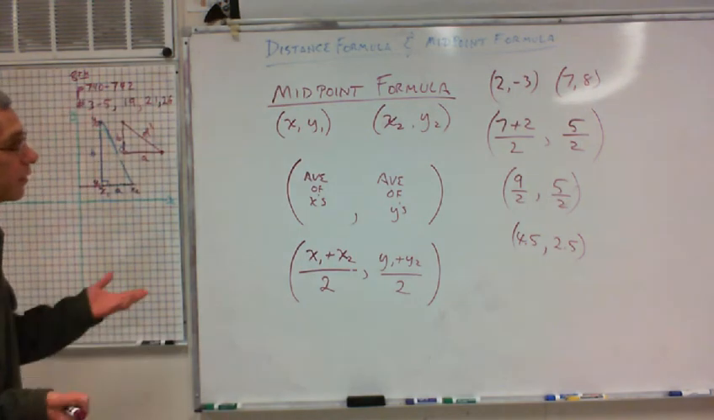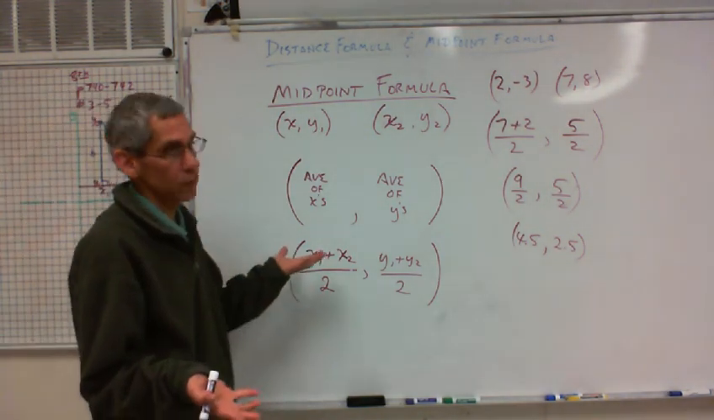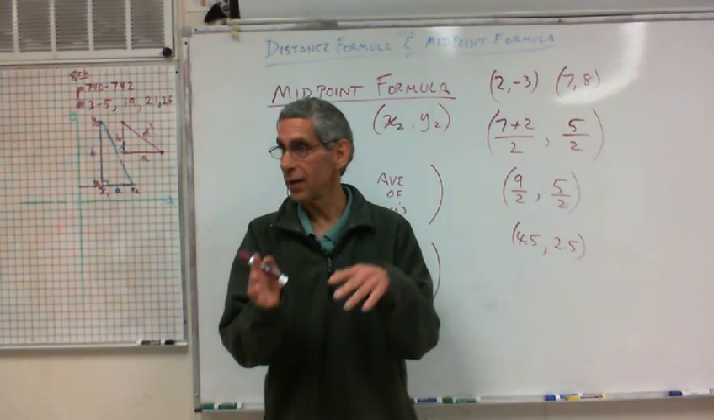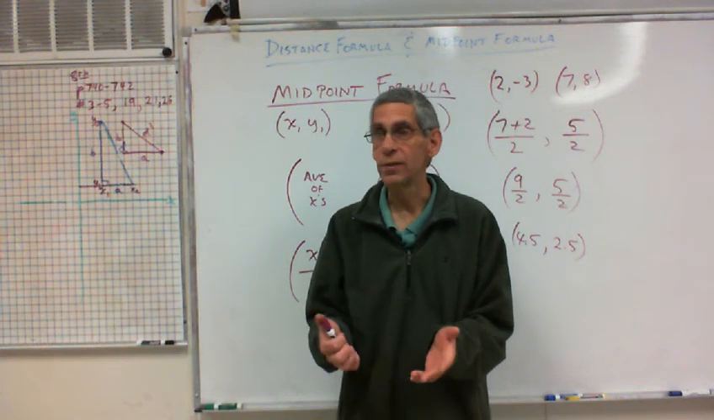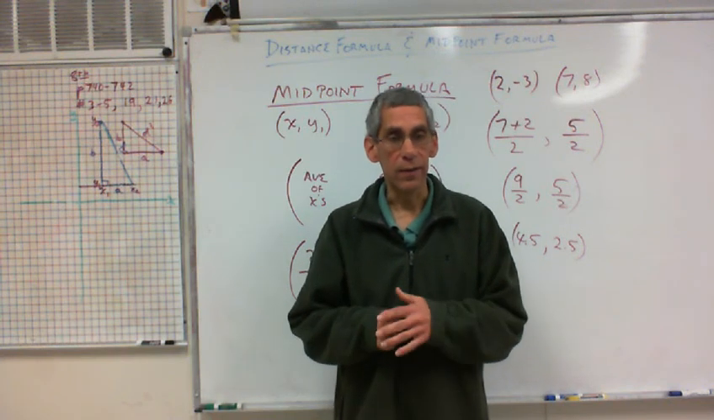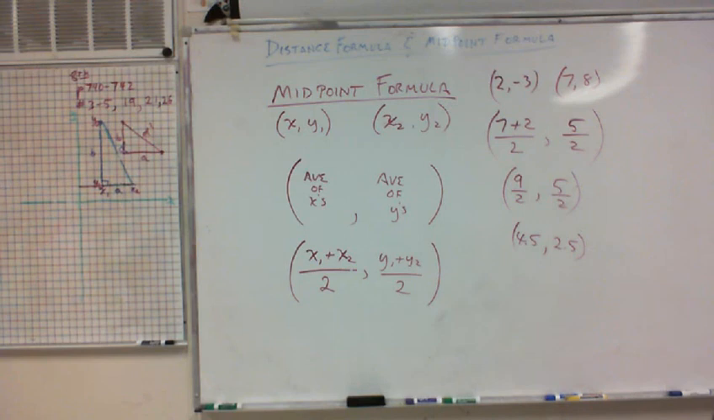But anyways, that's it. So midpoint formula: average of the x's, comma, average of the y's. Immediately you know your midpoint, right? Piece of cake. So that's it. That's the lecture.